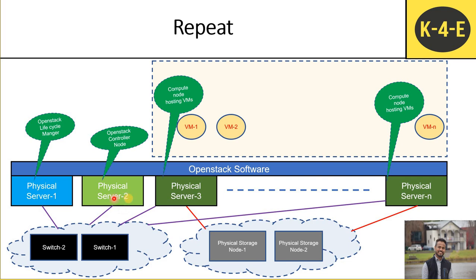You can ask me why 3, because that is the minimum suitable number for any clustering solution. This physical one is your undercloud. As a user you don't even know whether the undercloud exists or not, but the OpenStack administrator does know that there is an undercloud.